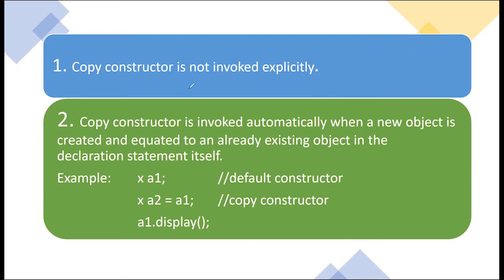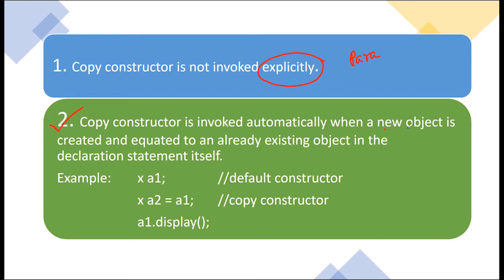Now in the case of the copy constructor, there are the following 5 cases where we can invoke it, and in the first case, how we cannot invoke it. A copy constructor is not invoked explicitly. This explicit method, I hope you remember, we had used in the parameterized constructor. Now we cannot use this method in order to call the copy constructor. Then how can we call the copy constructor? So here is the answer.